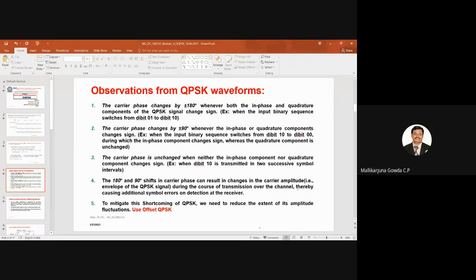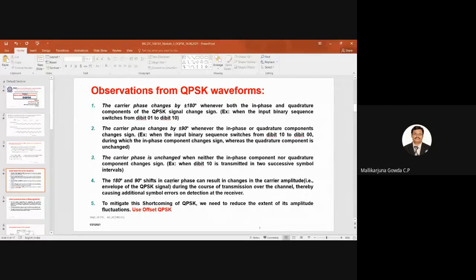So carrier amplitude is nothing but the envelope of the QPSK signal, right? Fine. So that change in the amplitude of the envelope of the QPSK signal causes additional symbol errors at the receiver side while doing the detection. So how do we mitigate that problem?